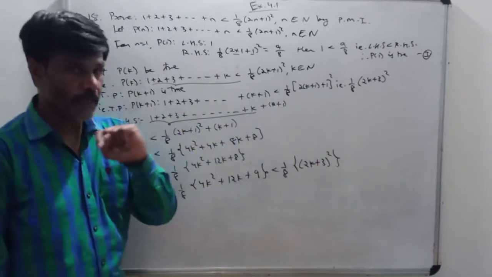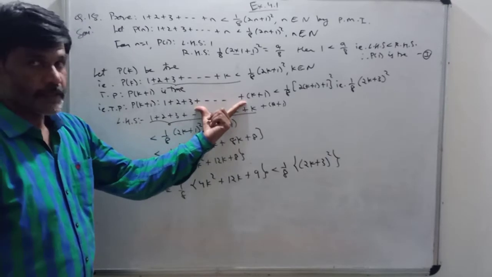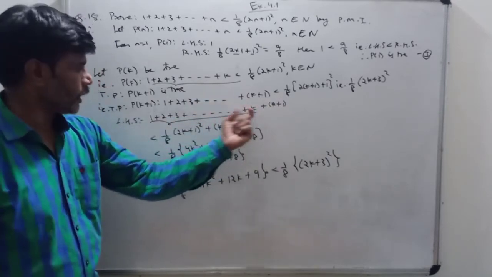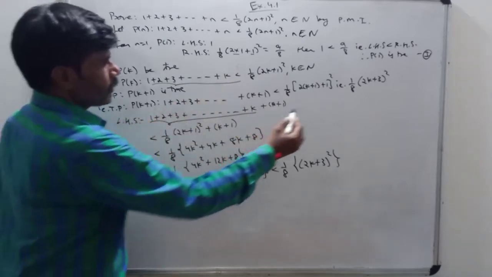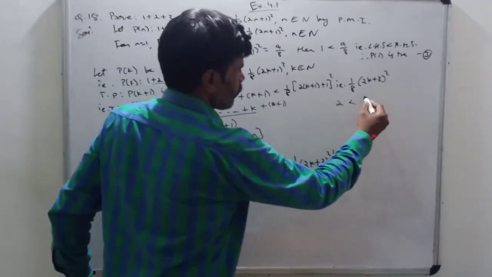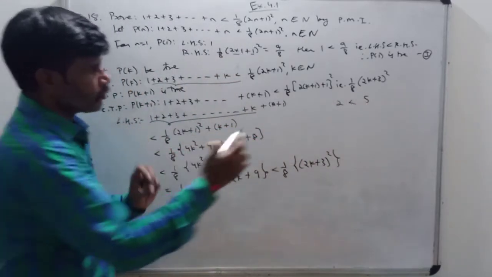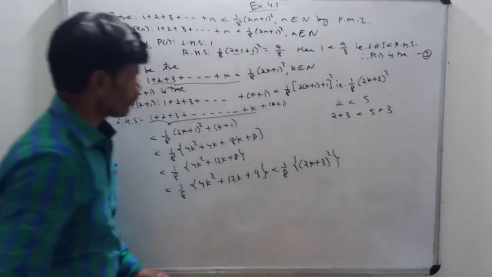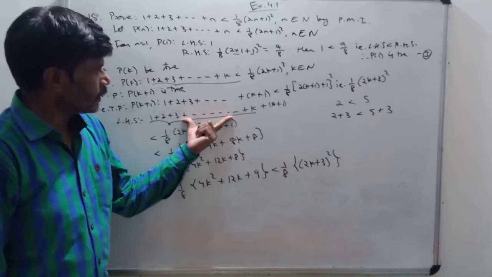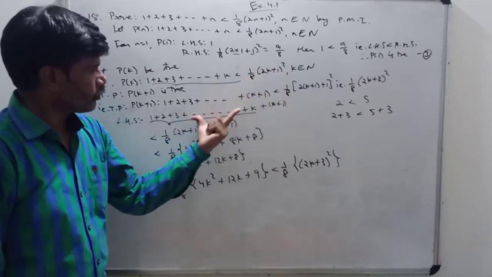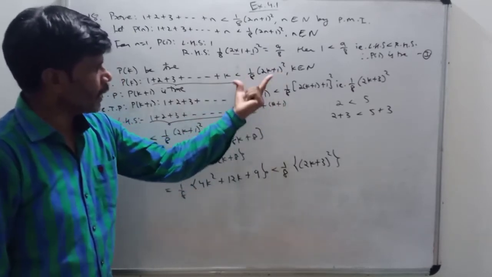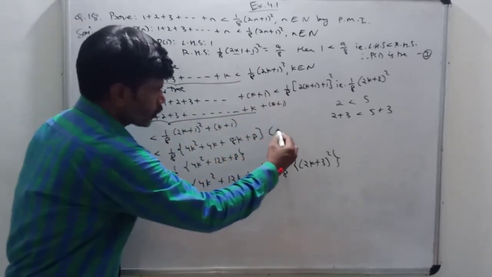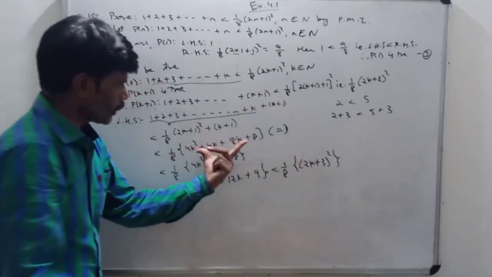So actually what I proved, you see, this is the LHS, 1 plus 2 plus 3 up to k plus 1. So before this, k will be there. Now see, 2 is less than 5, so 2 plus 3 will be less than 5 plus 3. I hope you understood. So therefore this is less than this. So this plus this will be less than this plus this, you see. Now actually this portion is equal to this.